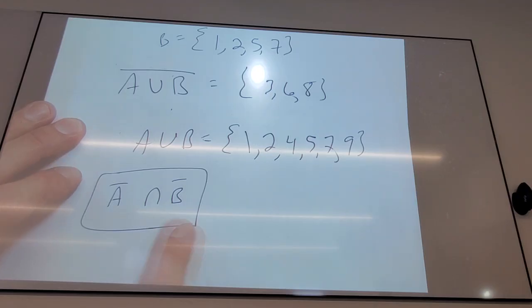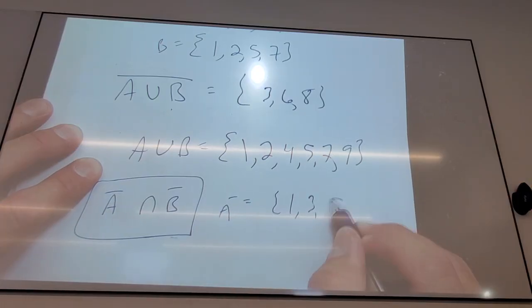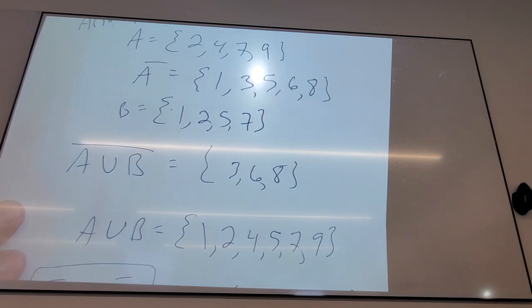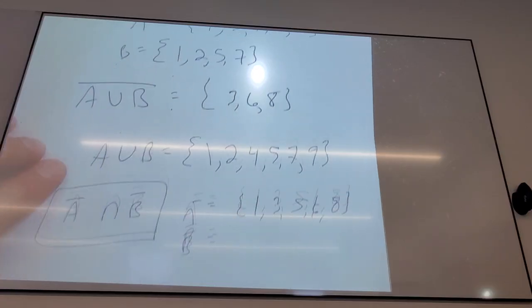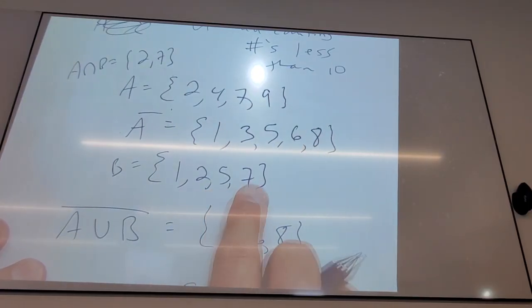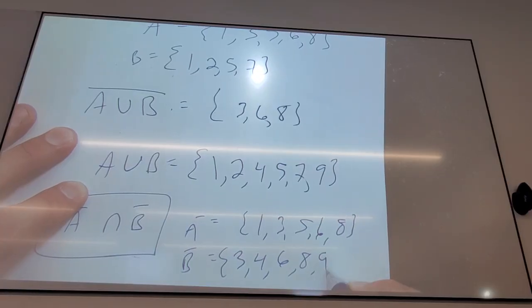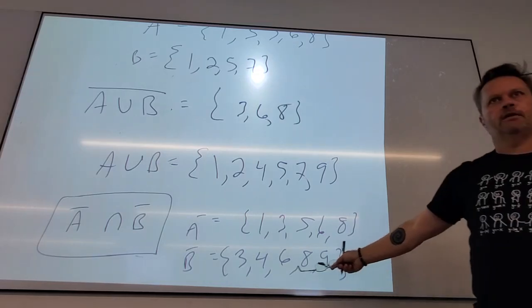This question is not A and not B. If I knew what not A was, and I knew what not B was, this question would be easy. So not A, we figured out. Could somebody tell me what not B is? What's not in B? Yeah, 3, 4, 6, 8. Does everybody see where I got 3, 4, 6, 8, 9 from?